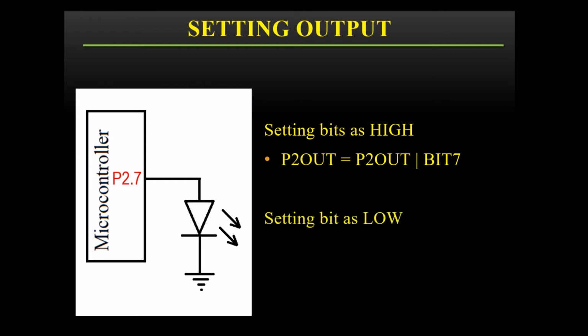In case we want to make P2.7 low, then we have to execute the command P2OUT = P2OUT & ~BIT7. By using this command, we can make the respective pin either high or low without affecting any other bits.